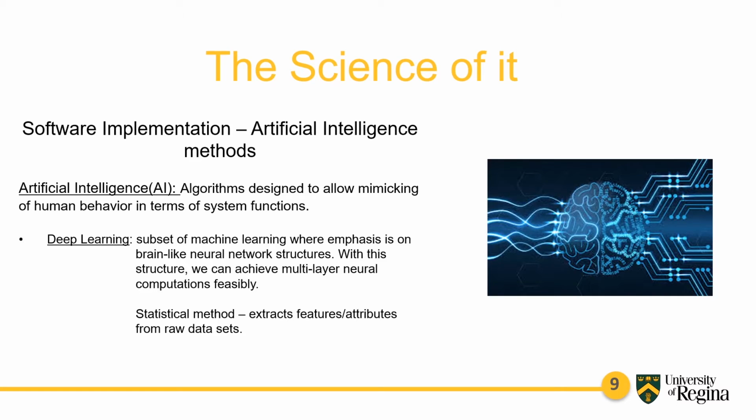Another example of machine learning is the deep learning method. Deep learning is so important that we need to explain it as a separate entity. We can say that deep learning is a subset of machine learning where the system is envisioned as having a neural network-like structure. It is the closest representation of our brains and its neurons. We can consider the deep learning algorithm to be a statistical method that extracts various features and attributes from raw data sets provided to it.